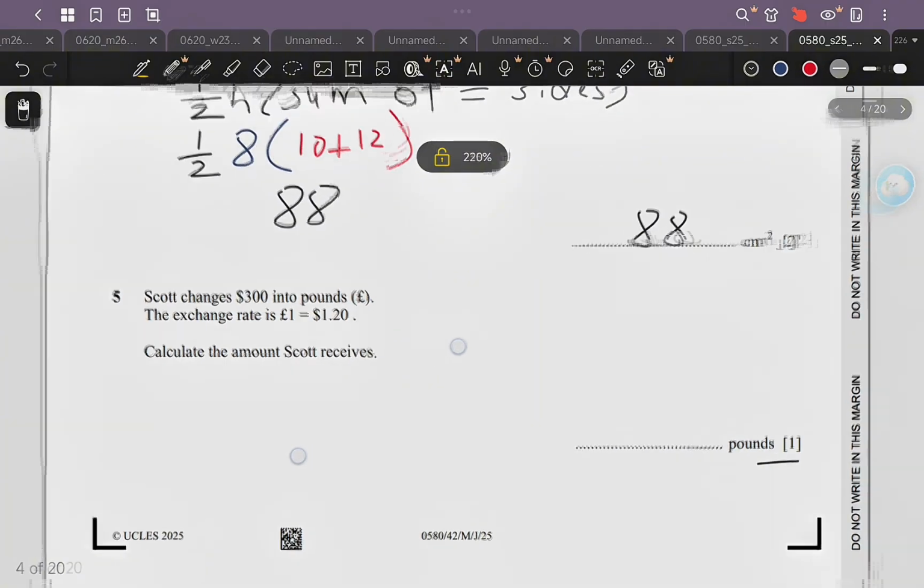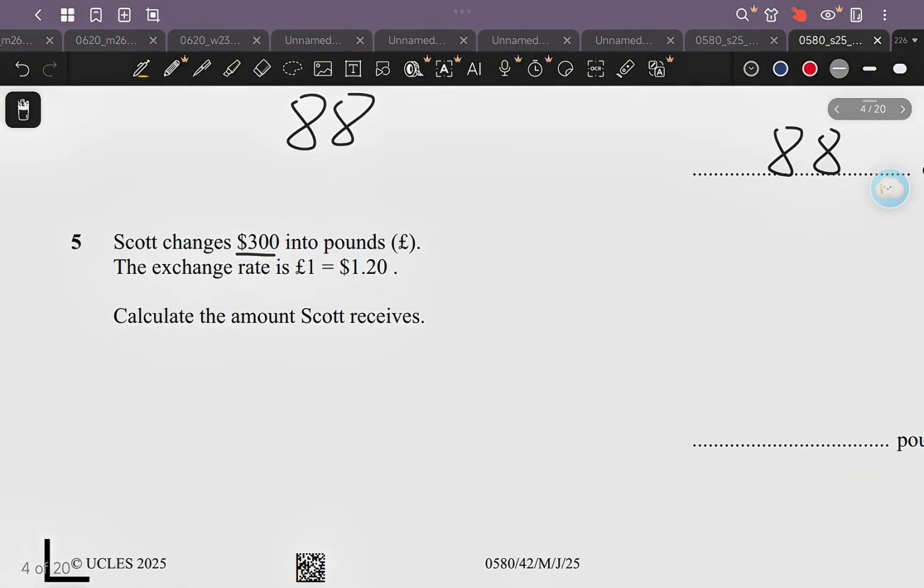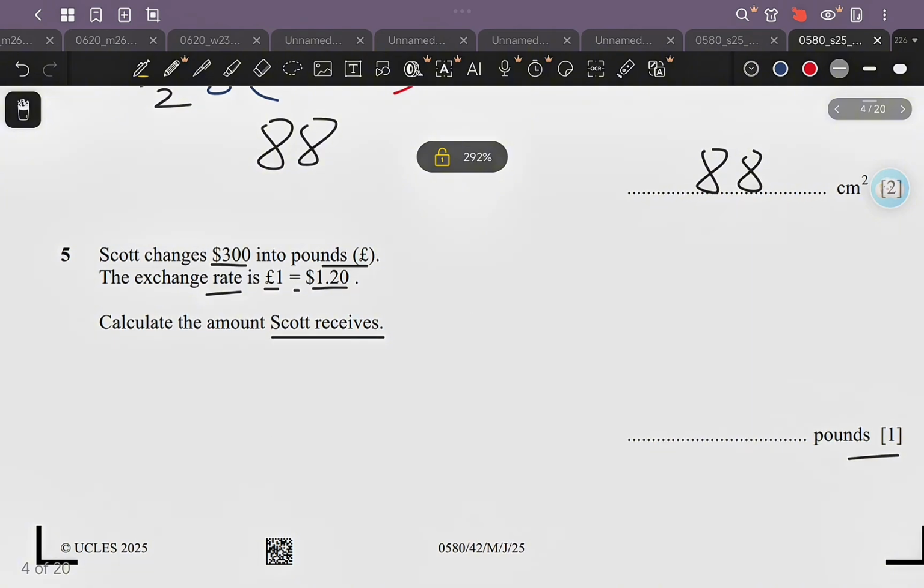Alright, next, Scott changes $300 into pounds. The exchange rate is 1 pound equals $1.20. Calculate the amount Scott receives. That is quite easy. So we'll use the ratio method: 1 pound is equal to this many dollars, and how many pounds, which we'll call X.